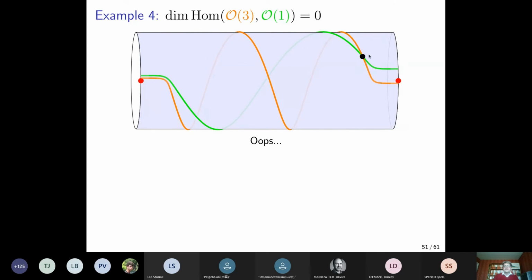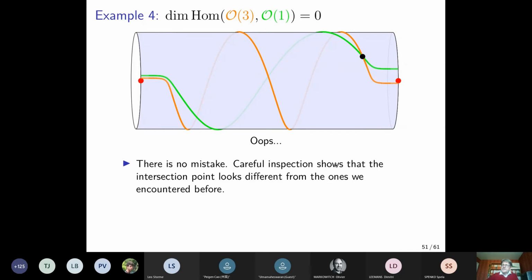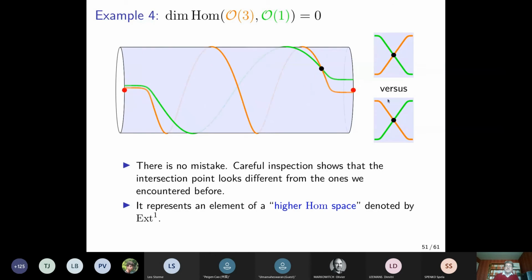Oops. Well, it seems it didn't work. Well, actually, it does work. So what happened is that this intersection is actually of different nature from the intersection we had before. And it's a little bit hard to explain in what sense it is different, so I've represented this a bit schematically. But to really do this, you need to incorporate some information which has been suppressed from the picture. Now it turns out that this intersection point actually represents an element of a higher Hom space.